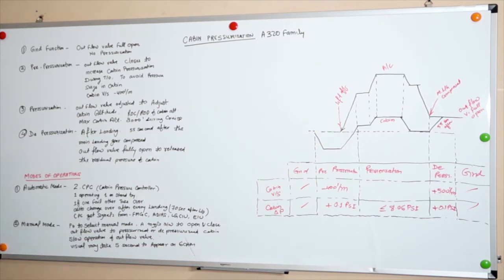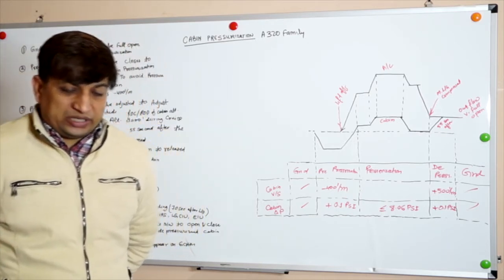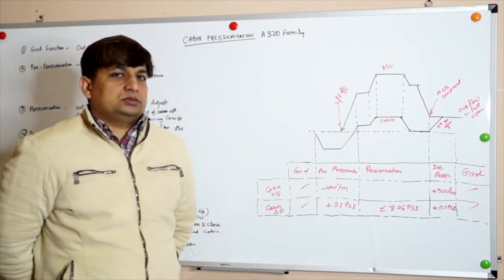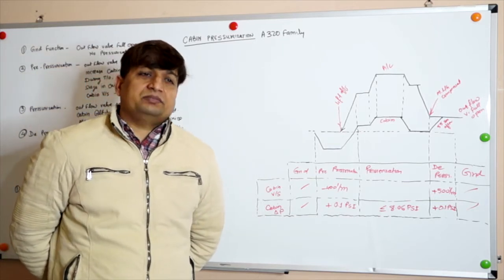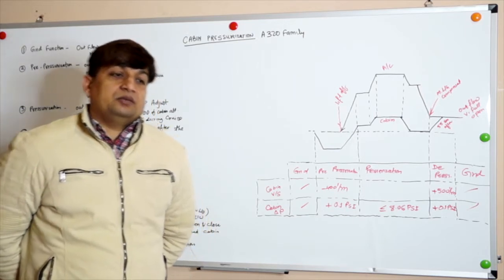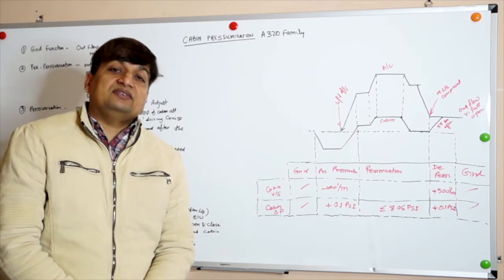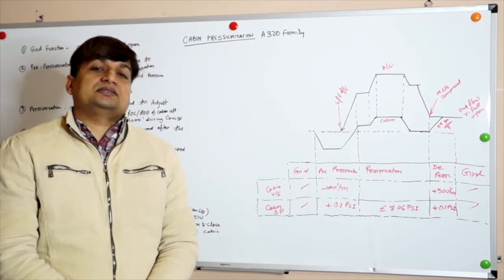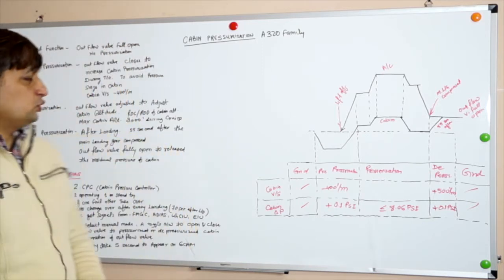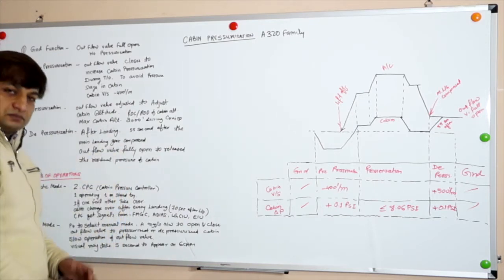During cruise, the max cabin altitude can go up to 8,000 feet. As per the human body's tolerance, we can survive up to an altitude of 10,000 feet, max up to 14,000 feet. Above that, no human being can survive if the cabin is not pressurized. That's why we have to keep the cabin altitude up to 8,000 feet.